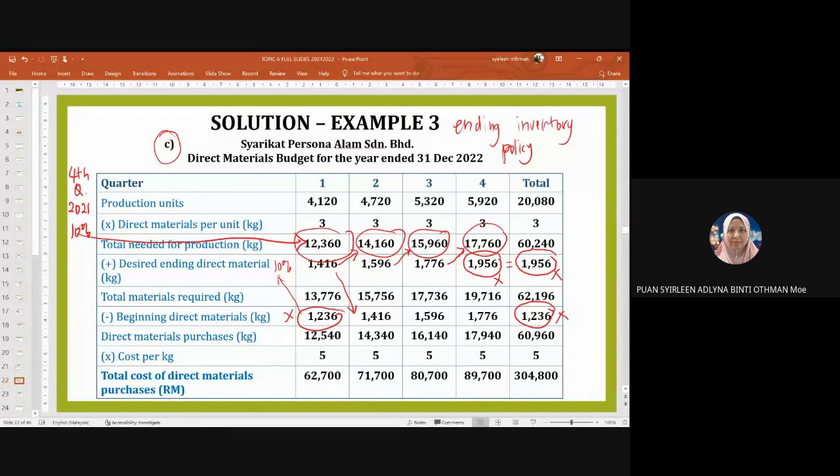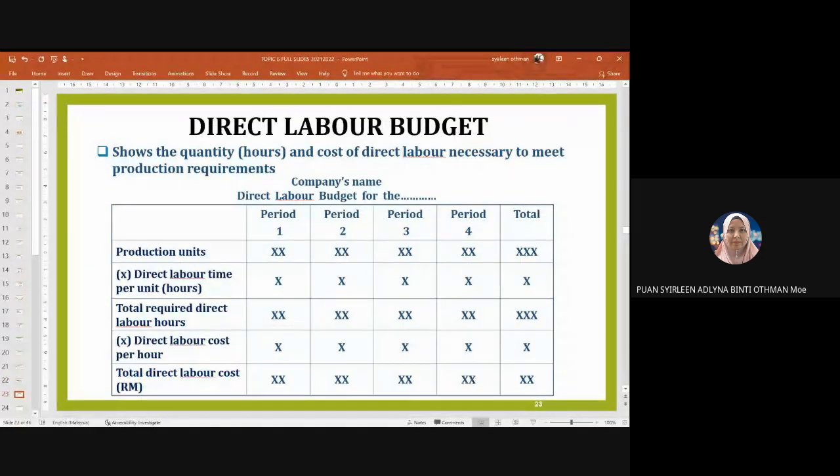Alright, so this is your direct materials budget. Are you okay with this? Okay, direct material done. Let's go to direct labor. So this is your direct labor budget.